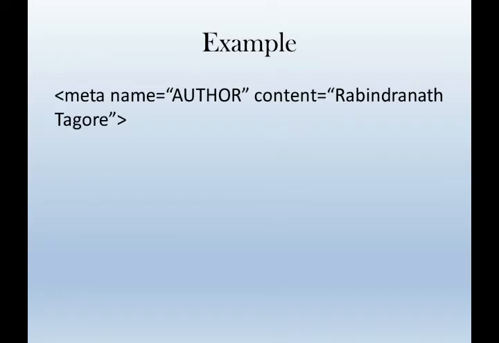Next meta tag example is author. Here name is equal to author, and in content we write the author name. For example, here we have written Rabindranath Tagore. So when we search using this name Rabindranath Tagore, wherever the author name is described as Rabindranath Tagore, those links we will get in the search list.